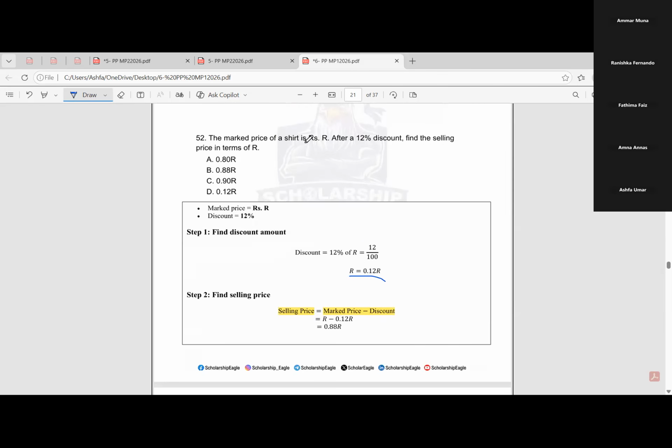And then there's a discount question. The market price of a shirt is R, and after a 12% discount, find the selling price in terms of R. So here the market price is R and the discount is 12%. Let's find the discount amount first. Discount is equal to 12% of the marked price. So you get this by solving this.